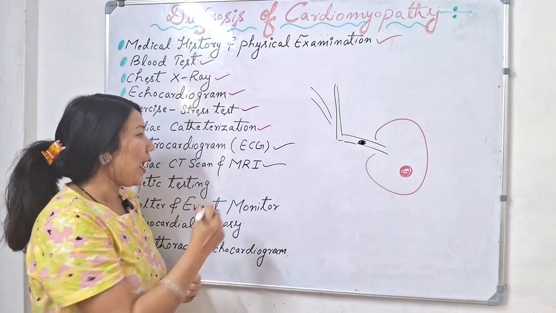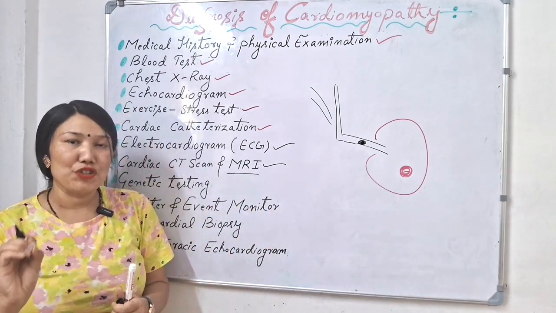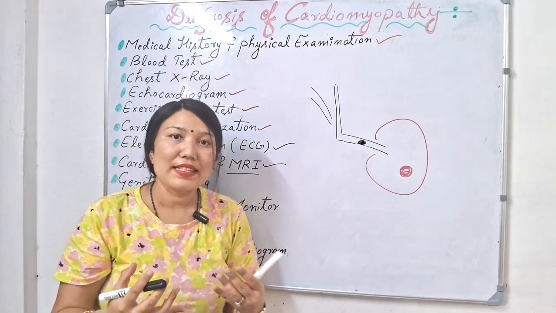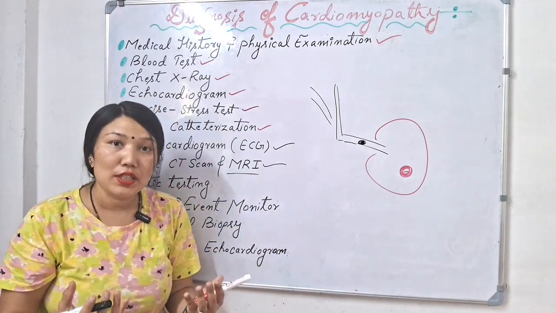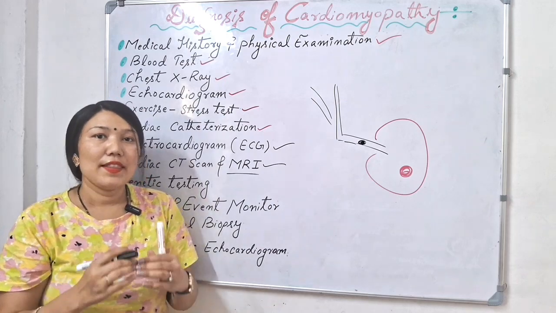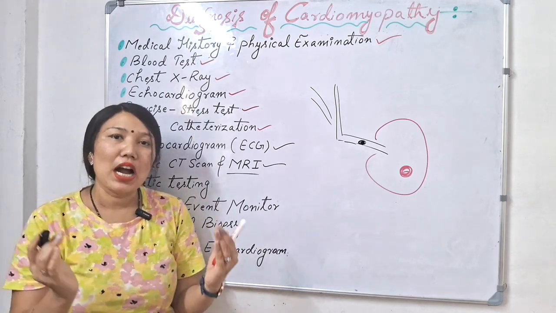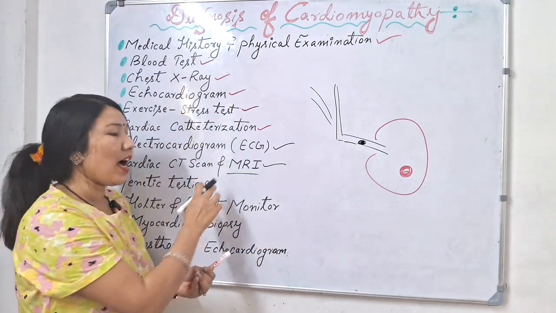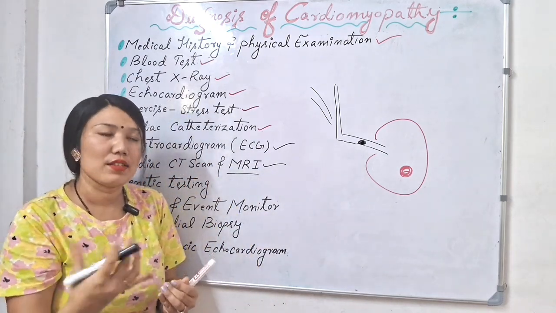Next we have MRI. MRI means magnetic resonance imaging. Because of high frequency waves like radio waves and magnetic waves, they will give a clear image of the heart. It is the same as a CT scan. So the CT scan and MRI scan are advanced procedures, advanced tests.